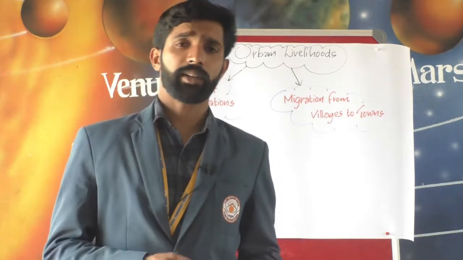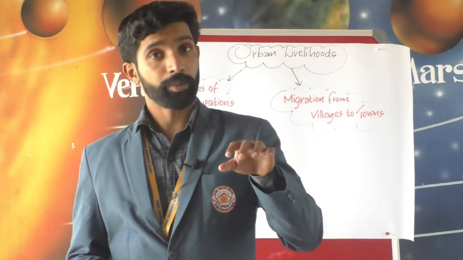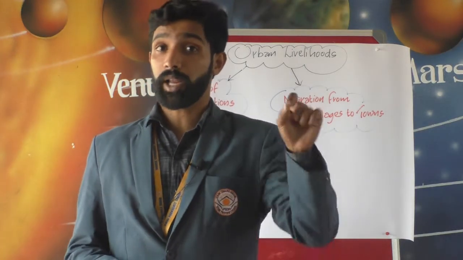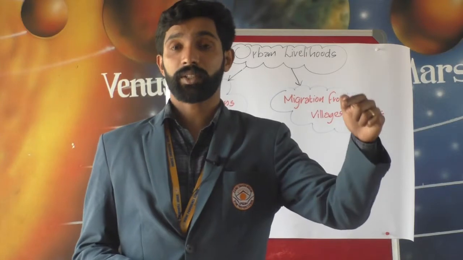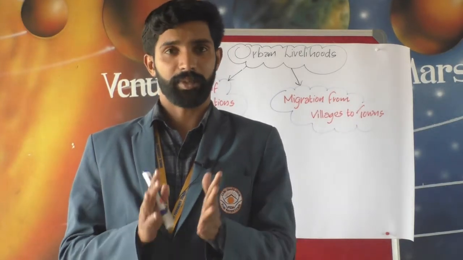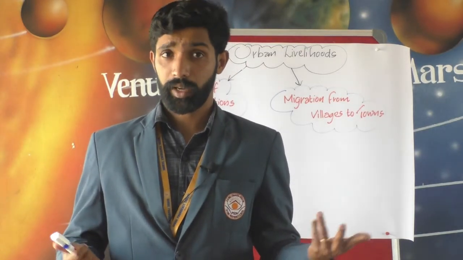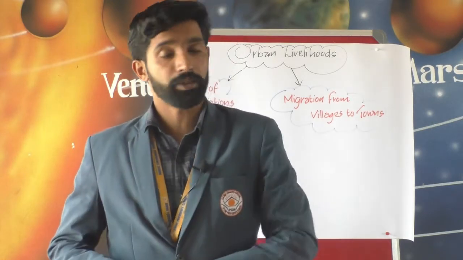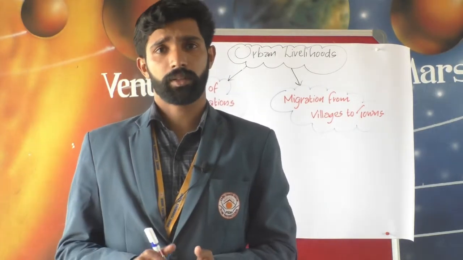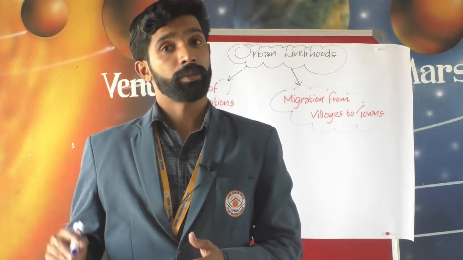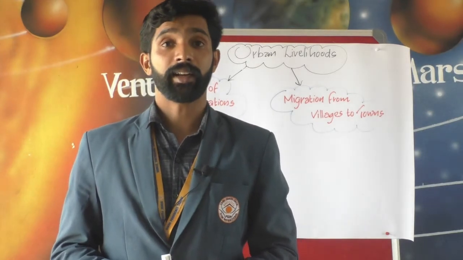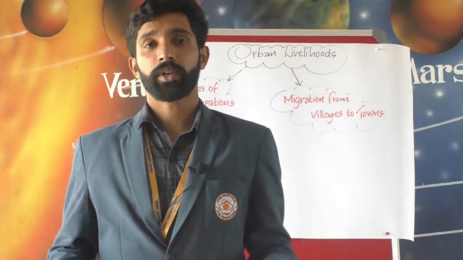And what about secondary occupations? Those occupations which require processing of raw materials produced by primary occupations and their conversion into utility products are termed as secondary occupations. What are the examples? Agricultural produce like cotton is used by the textile manufacturing industries to produce cloth, or minerals taken out of the mining process are also used in various industries like iron and steel. So these are the secondary occupations.